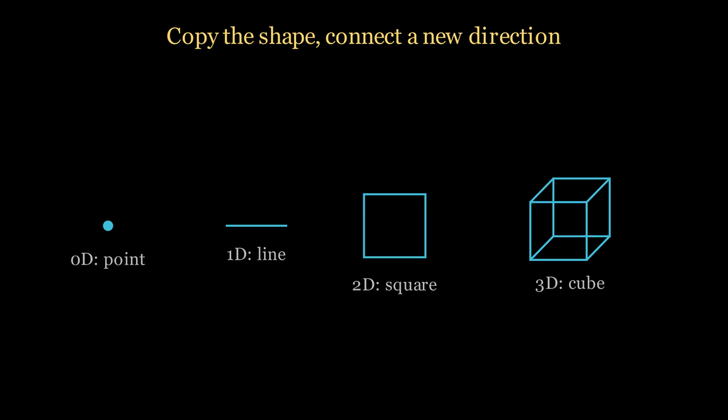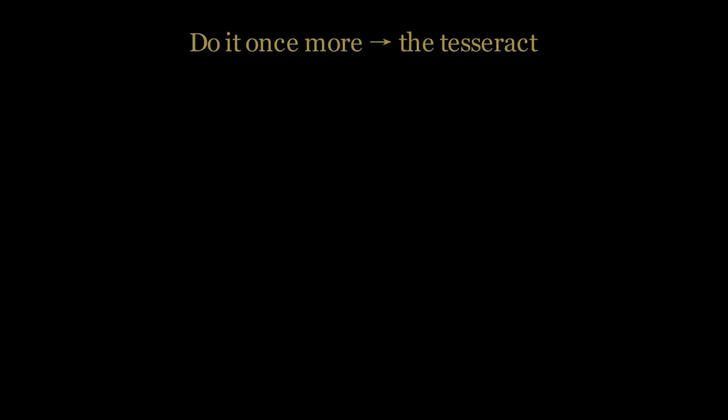4 corners. Take the square, drag it into a third direction, connect the corners again, and a cube appears, 3 dimensions, 8 corners. Every single step is the same move. Copy the shape and connect it along a brand new direction. So now, do it one more time.